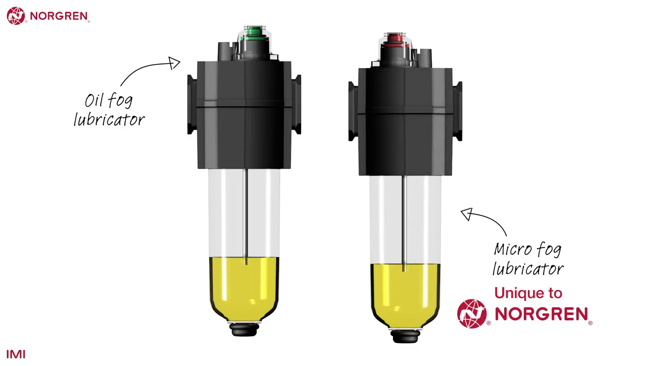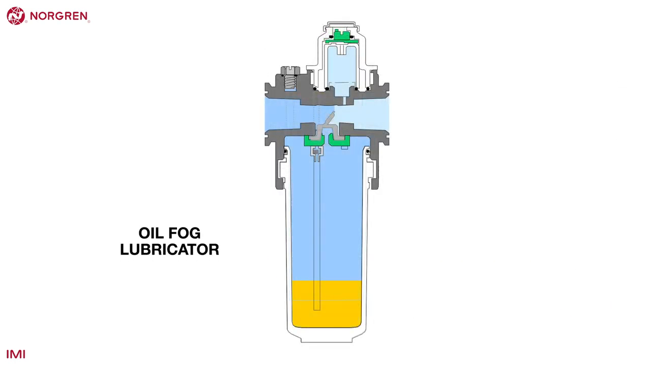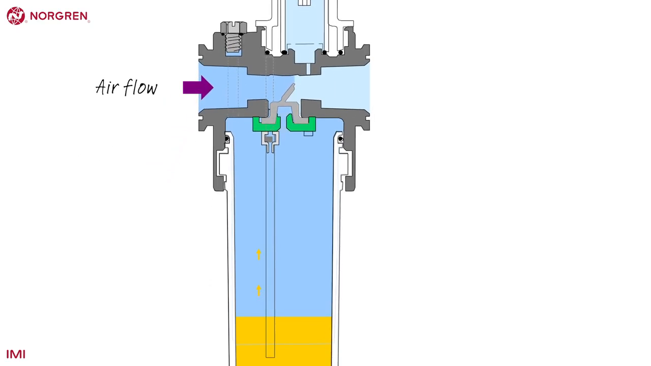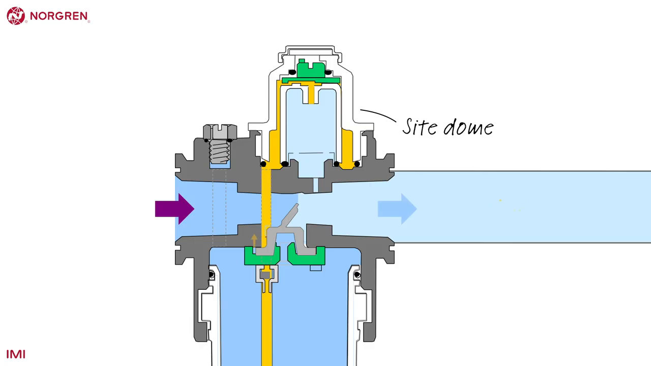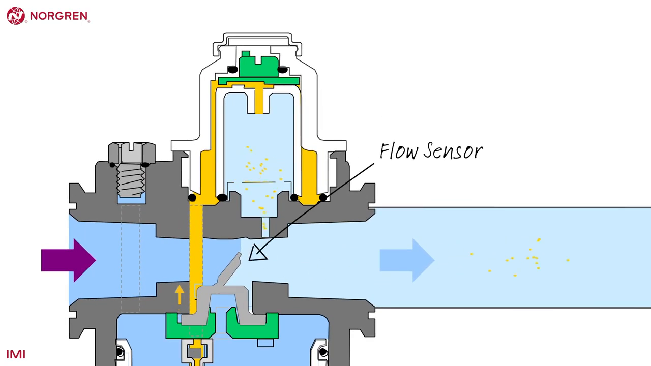An oil fog lubricator, and a micro fog lubricator. An oil fog lubricator can be identified by the green drip rate adjuster on the top, and similar systems are available from many manufacturers. Flowing air creates a pressure variance that sucks oil from a reservoir up a siphon tube before it is dropped into the sight dome, breaking into smaller droplets which are caught in the air and carried downstream. A flow sensor ensures proportionate delivery, and drip rate is adjusted with the control on the sight dome.